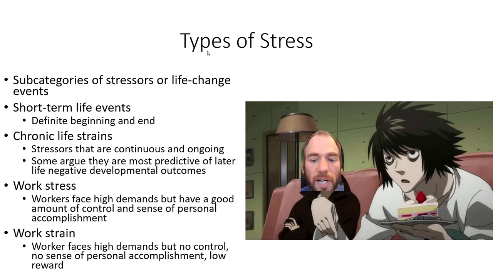All right, some types of stress: short-term life events, with a definitive beginning and end; chronic life strain, stressors that are continuous and ongoing. Some argue they are the most predictive of later life negative developmental outcomes. Work stress: workers face high demands but have a good amount of control and sense of personal accomplishment. Work strain: workers face high demands but no control, no sense of personal accomplishment, low reward.